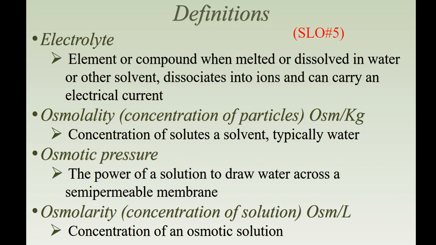Have you heard of blood osmolality and urine osmolality? Generally speaking, if your urine osmolality is high, your blood osmolality will be low. If your urine's very, very concentrated, your blood's not going to be that concentrated. Does that make sense? Osmotic pressure is the power of a solution to draw water across a semi-permeable membrane. When two solutions of different solute concentrations are separated by a semi-permeable membrane, the solution of higher concentration exerts a higher osmotic pressure, and it draws water across the membrane to equalize the concentration of the solutions.